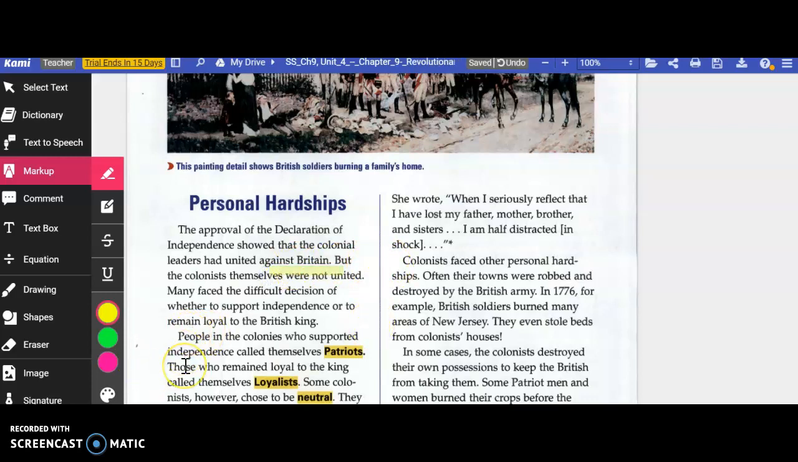Many faced the difficult decision of whether to support independence or to remain loyal to the British king. So they had to decide whether they were going to be loyalists or patriots. People in the colonies who supported independence called themselves patriots. Those who remained loyal to the king were called loyalists. And then there were some in the middle who were neutral.